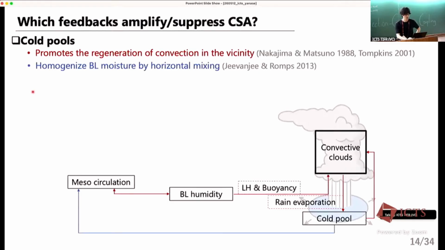But at the same time, there is a negative feedback mechanism of cold pools. If there is a cold pool, it spreads out and transports moisture from the convective region to remote regions. So it is known that it homogenizes the boundary layer moisture. So sometimes it can be considered a negative feedback. One aspect is positive feedback, but one aspect is negative feedback, so we think about both aspects. It is difficult but an interesting point.